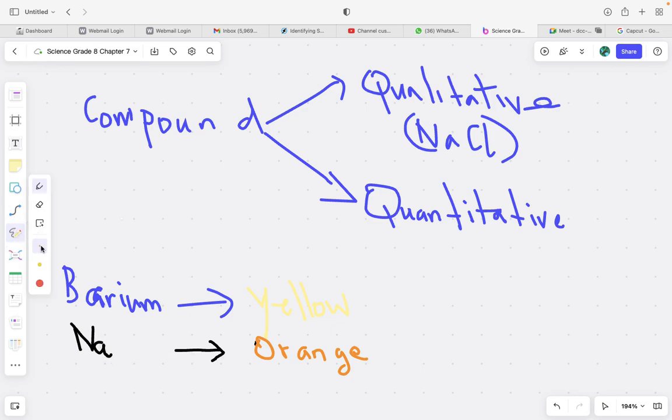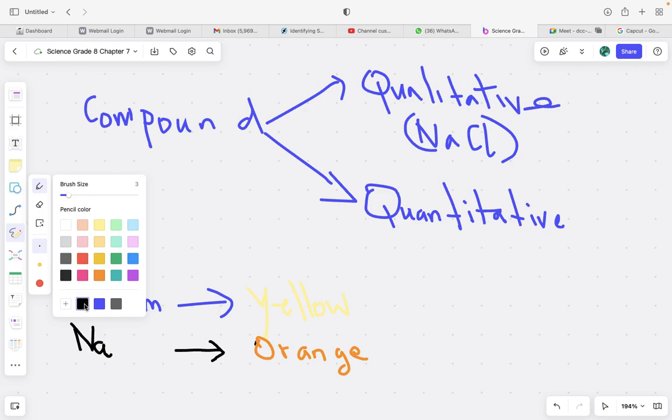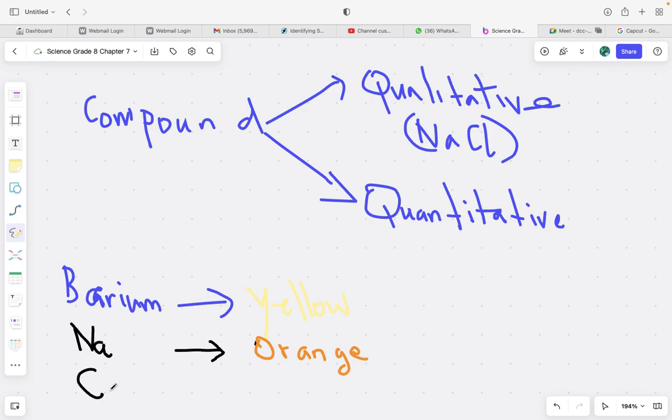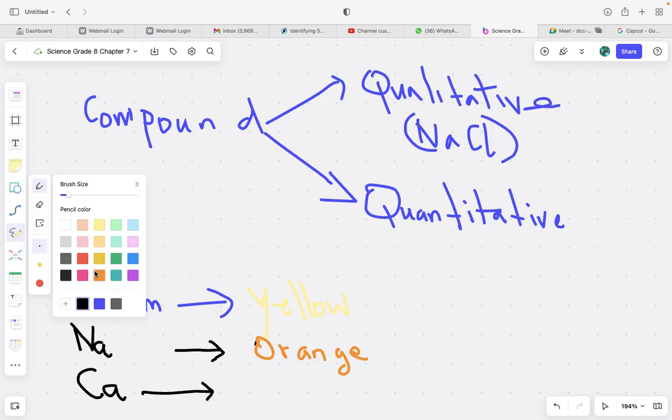Which other one? Calcium. Calcium is Ca. What color was calcium again? Red. Okay, so calcium gives red flame. So let's pick red color. Calcium gives a red flame. Now here is red. Where's red here? This one? This one looks like orange. Really? Okay, so calcium gives a red flame.